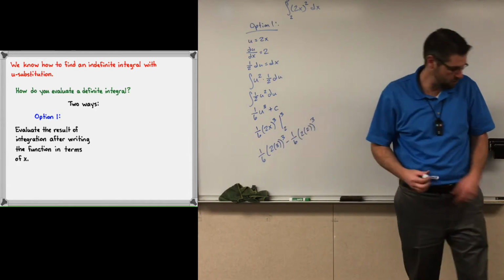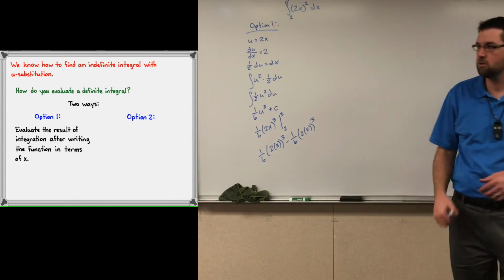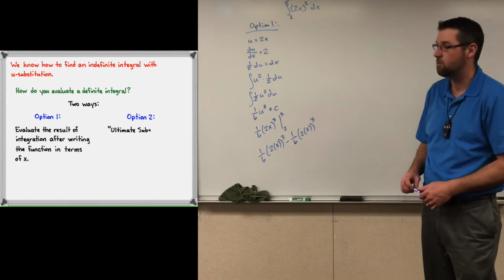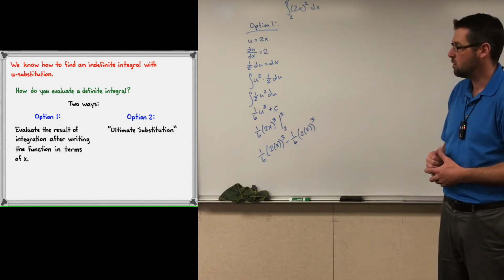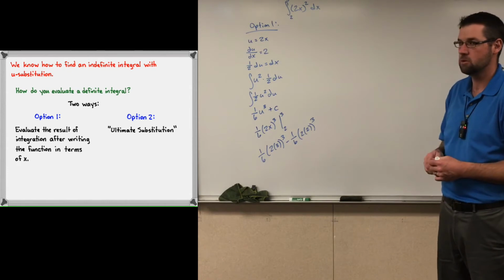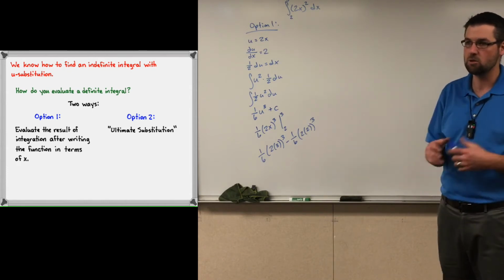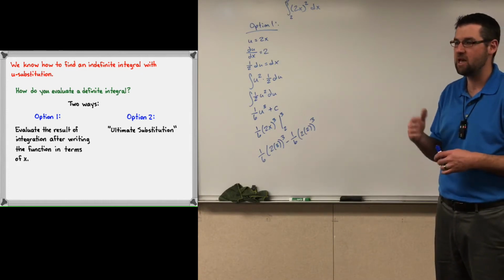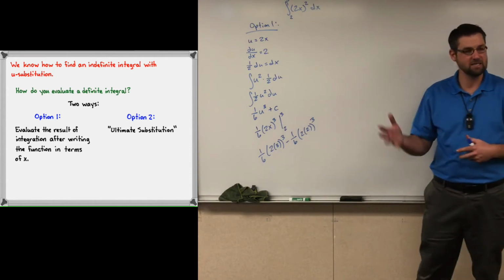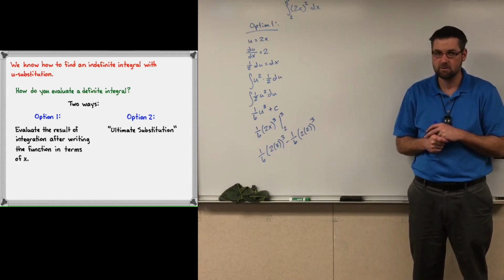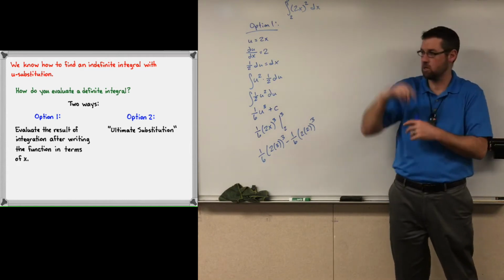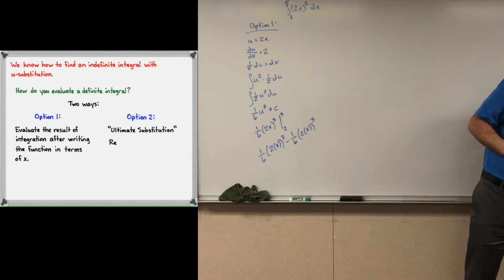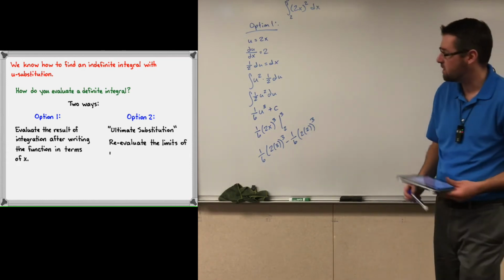So that's option 1. Option 2 is to basically do the same thing, but reevaluate your limits. So instead of having your limits in terms of x, we're going to put our limits in terms of u. And I'll call this ultimate substitution. So there's U-Substitution, and there's ultimate substitution. In other words, we're not just replacing the x's and the dx's. We're replacing the x's, the dx's, and the limits, right? The upper and lower limit. Does that make sense? Okay. So we're going to reevaluate the upper and lower limits.